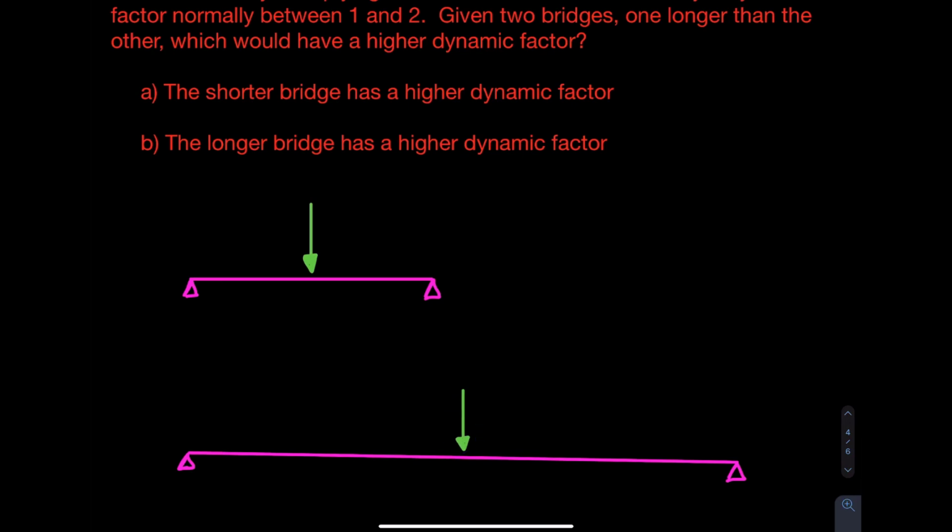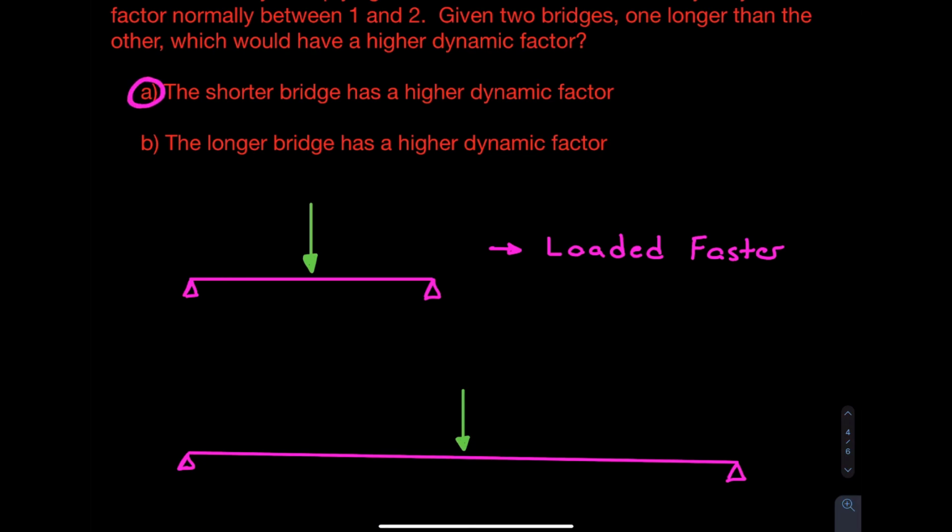So from here, we can say that this smaller beam, or this smaller bridge, is loaded faster. So we're going to put faster right here. And as we just talked about above, something that's loaded faster tends to experience a lot more deflection. Therefore, in this particular case, we're saying that the shorter bridge would have a higher dynamic factor.